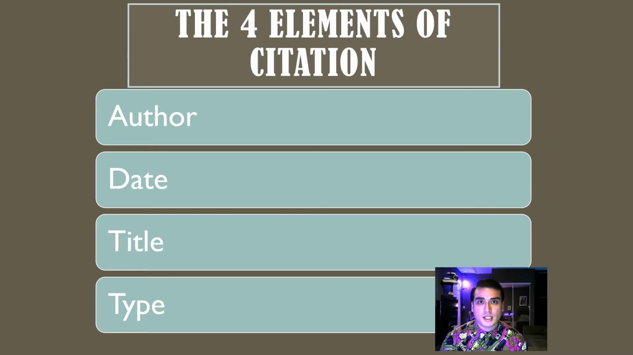So let's first discuss the basic elements of an oral citation. When you're including research or support in your outline, you're going to want to include these four elements. You're going to want to put the author, the date, the title, and the type. And you can include these in no particular order. So let's go over each of these in detail and provide a few examples.